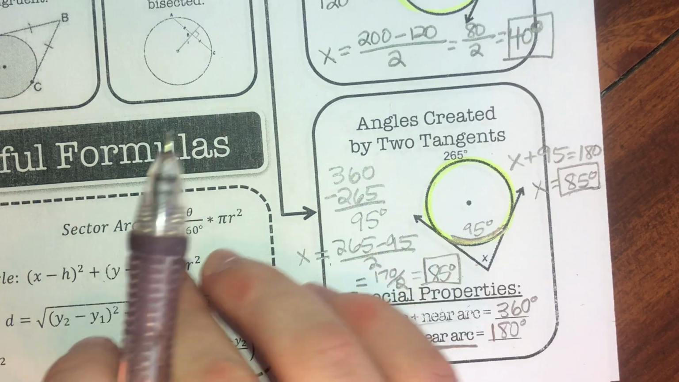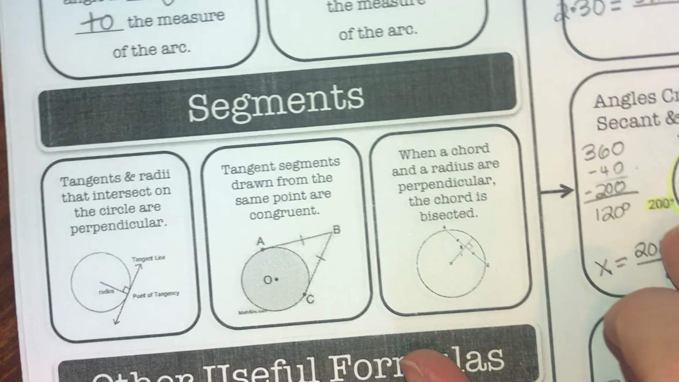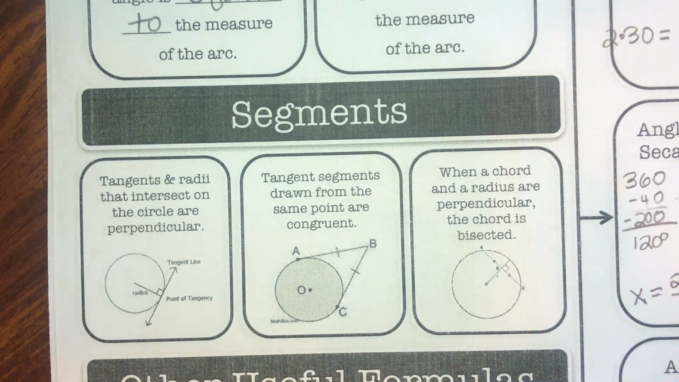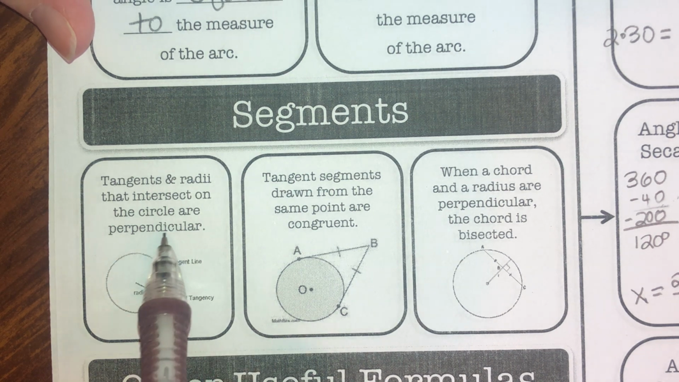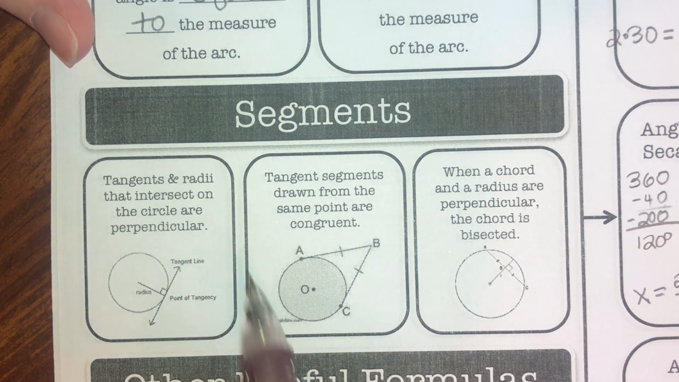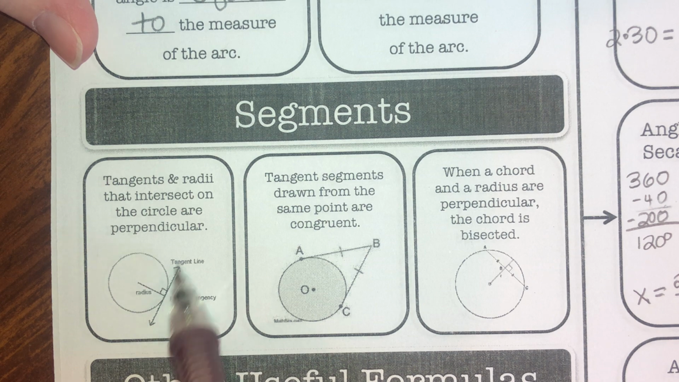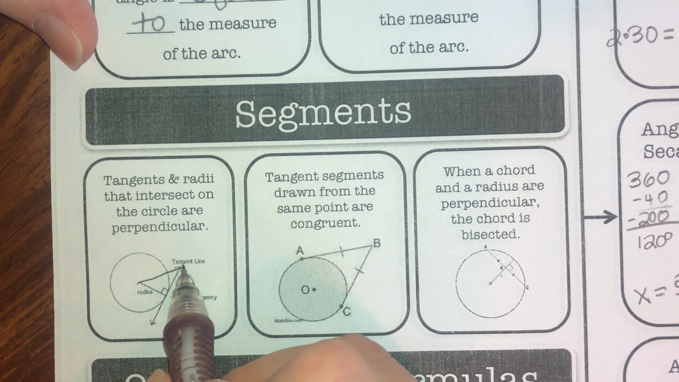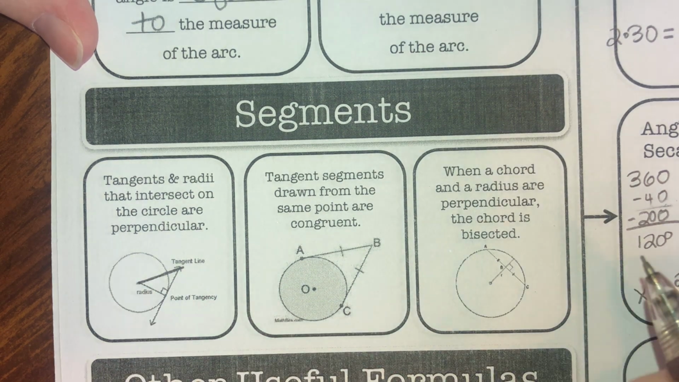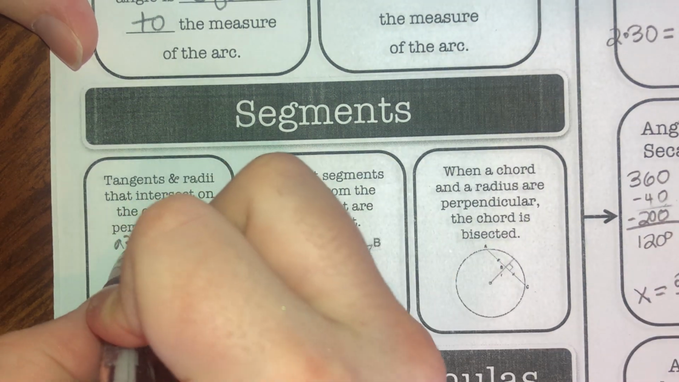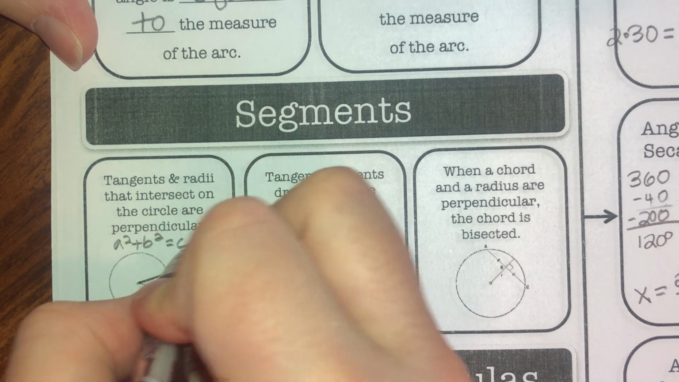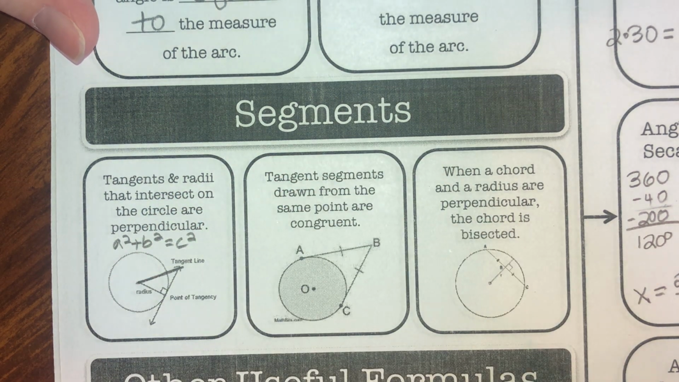So those are all the different angles. The next thing that we talked about was segments. This was the day that we just had a lot of things pieced together. So you've got tangents, remember that meets at just one point, and radii that intersect on the circle. They're going to be perpendicular. They're going to make a right angle. So we often used the Pythagorean theorem. If it created a triangle right here, we used that Pythagorean theorem to check that things were in fact tangent.